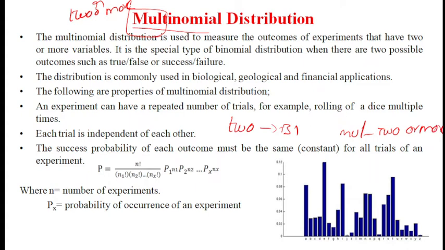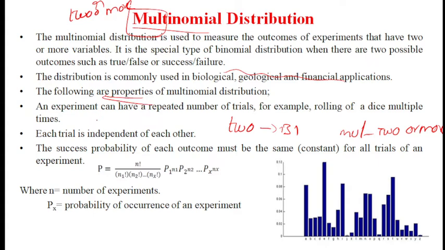2 or more. The distribution is commonly used in biological, geological, and financial applications. It will be helpful in different kinds of industries. The following are the properties of multinomial distribution. What would be the properties of multinomial distribution?